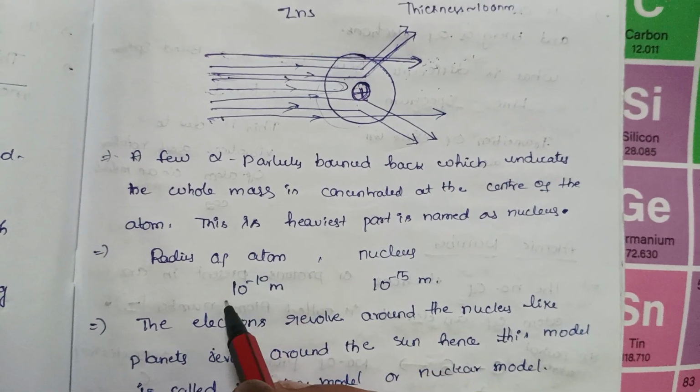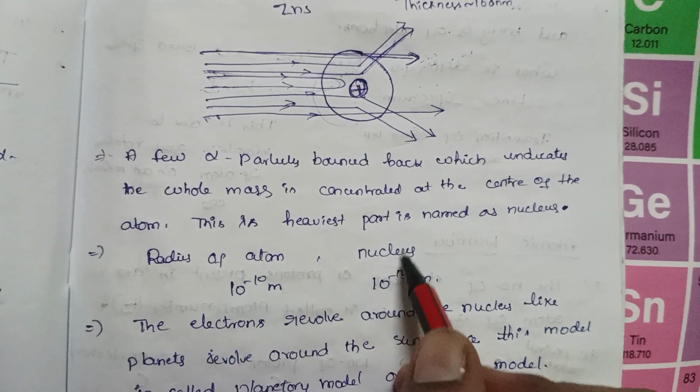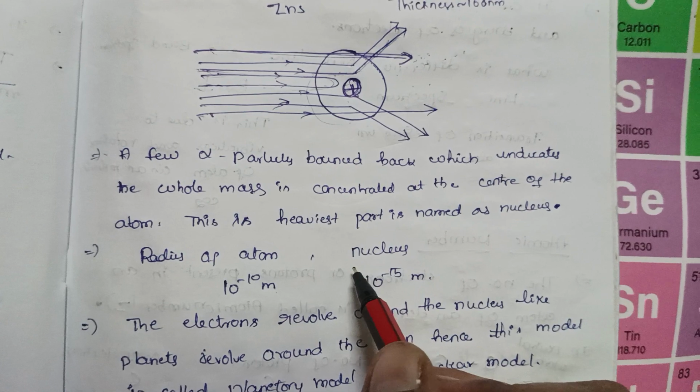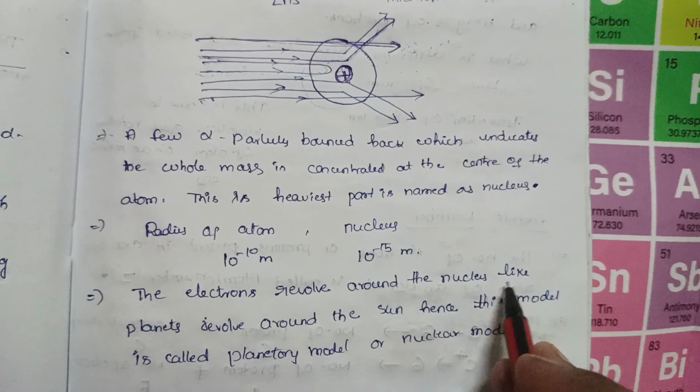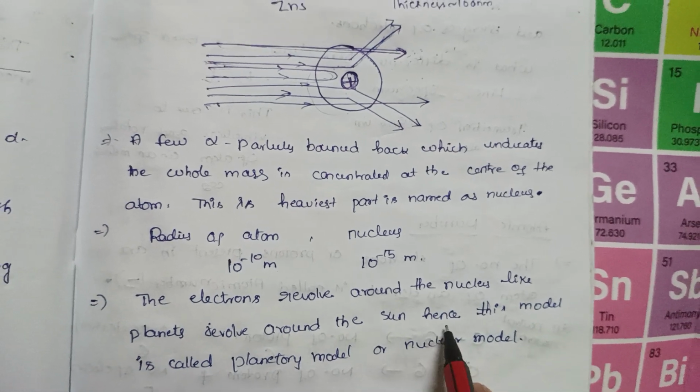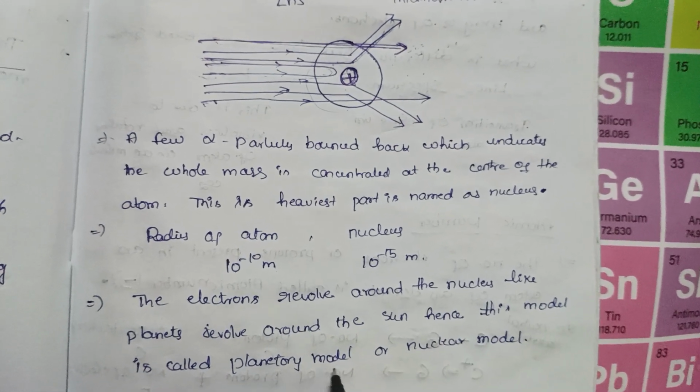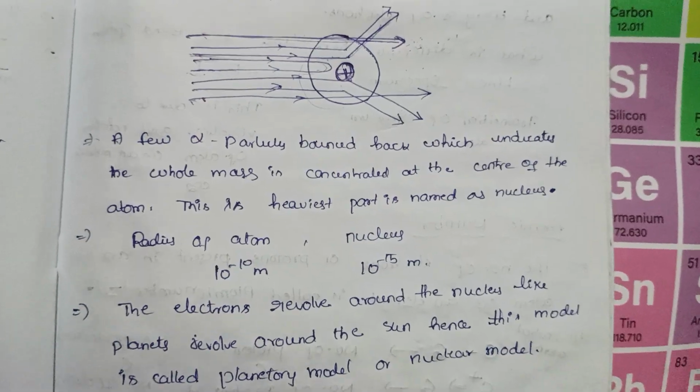The radius of the atom is 10^-10 meter. The radius of the nucleus is 10^-15 meter. The electrons revolve around the nucleus like planets revolve around the sun. Hence, this model is called the planetary model or nuclear model.